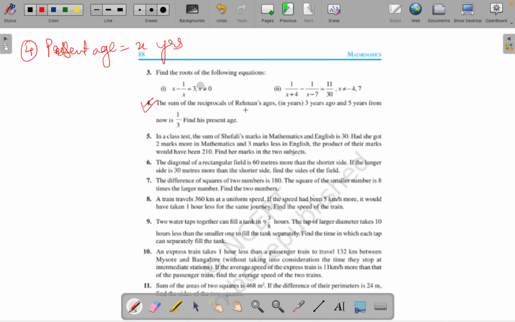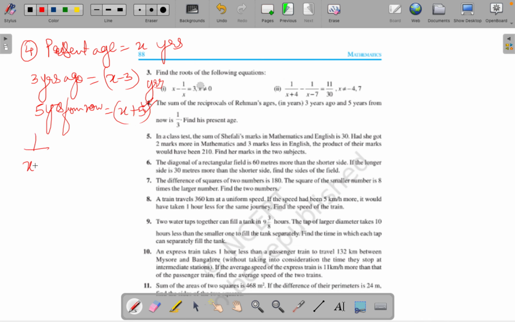sum of reciprocal of Rahman's age 3 years ago. So what will happen to the age 3 years ago? It will be obviously x minus 3. And what about 5 years from now? It will be x plus 5 children. So reciprocal. So according to the question, this plus this is equal to 1 by 3. Again, you know how to take LCM and convert it, right?